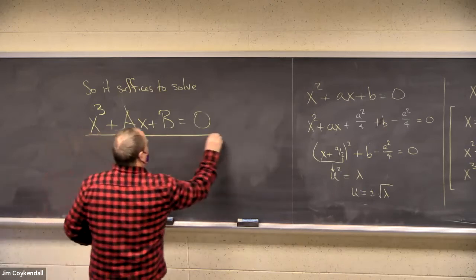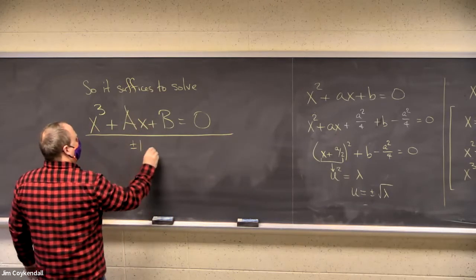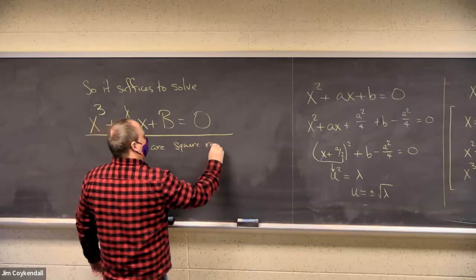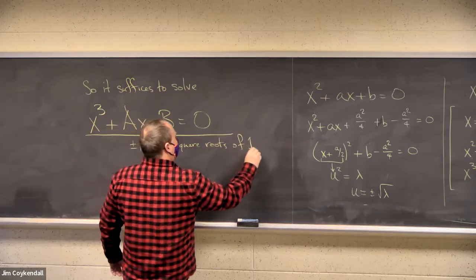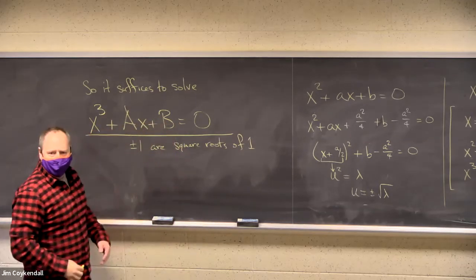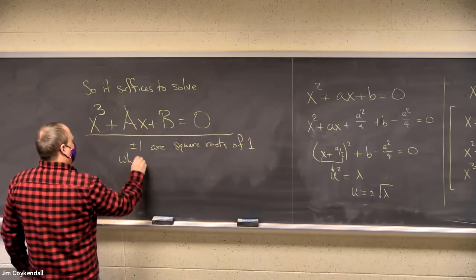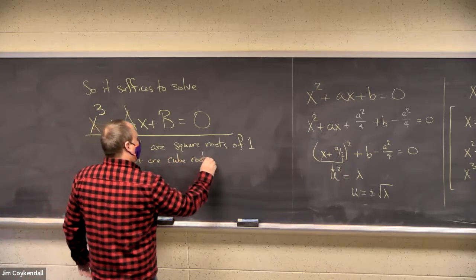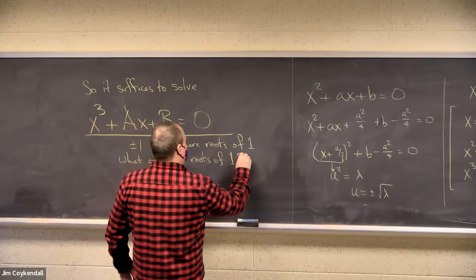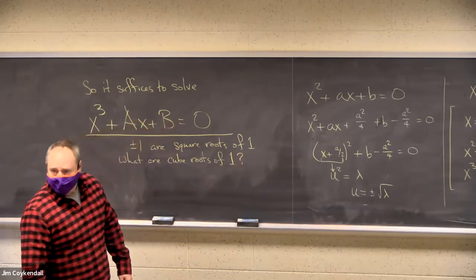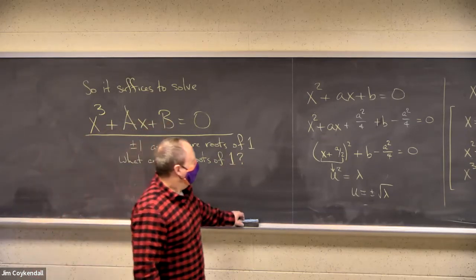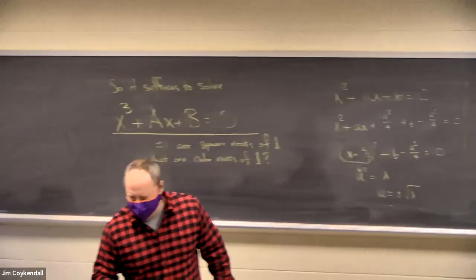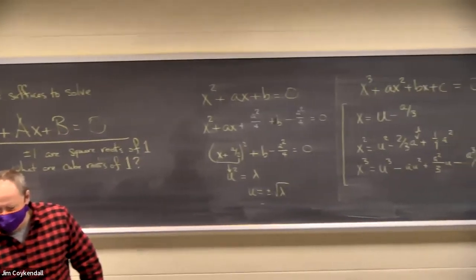Plus or minus 1 are square roots of unity. So what's the analog? What are the cubic roots of unity? And I'm gonna try to use those cubic roots of unity to guess at a solution for the cubic.